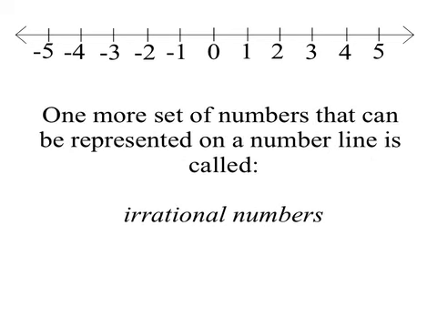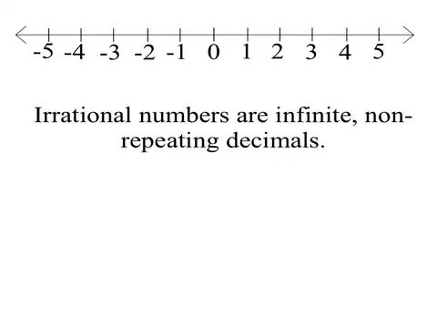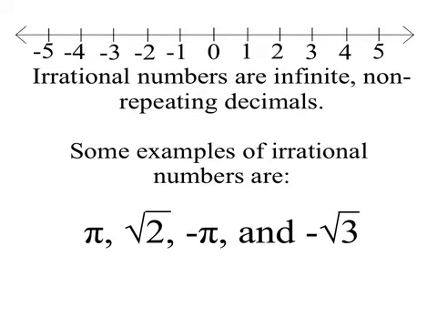And there's one more set of numbers that are part of real numbers that we haven't discussed yet, and they're called irrational numbers. Irrational numbers are infinite, non-repeating decimals. Perhaps you already know of some. Here are some examples. Pi, the square root of 2, -pi, and -√3. And we can represent all 4 of those irrational numbers on the number line. Take a look at the top. They're all represented by blue dots.